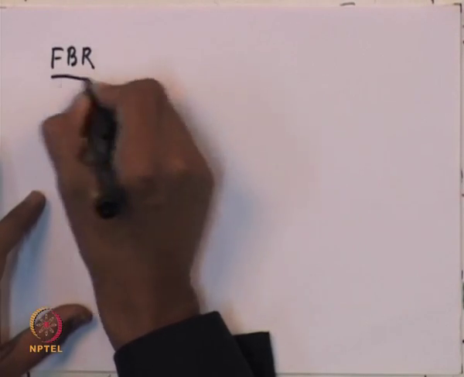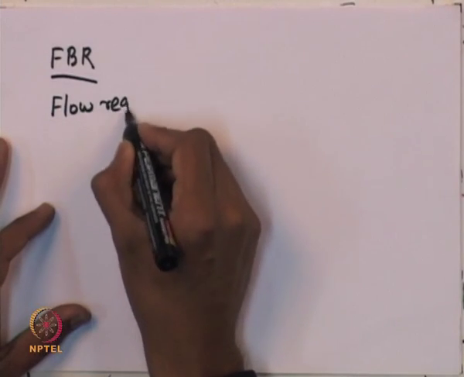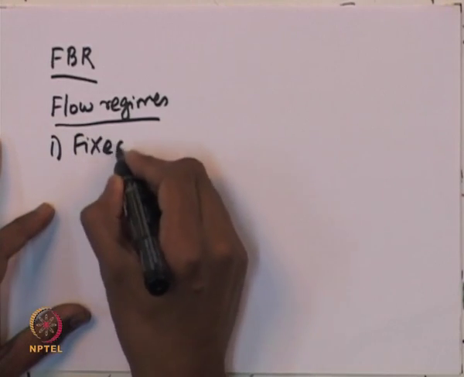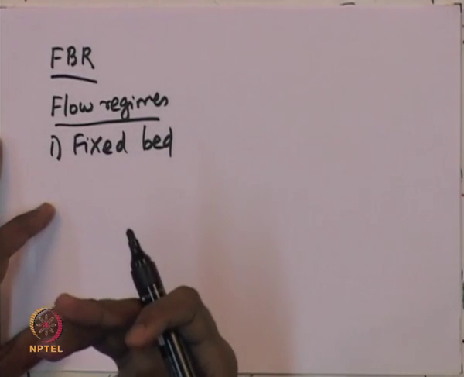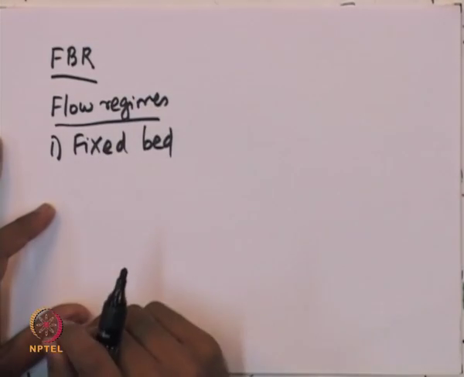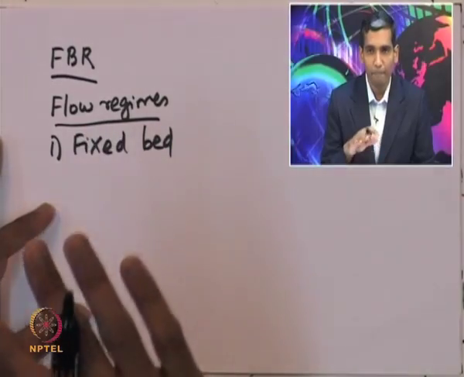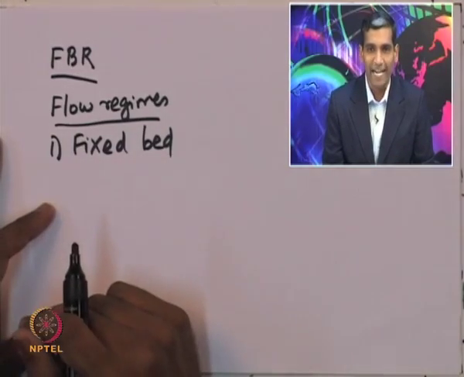And then we looked at different fluidization regimes in the fluidized bed reactor. So if FBR stands for the fluidized bed reactor, we looked at different flow regimes. One is the fixed bed regime. In a fixed bed regime, the fluid velocity is not significant enough to offset the gravitational force exerted by the catalyst particles, and as a result, the particles remain packed at the bottom of the reactor, where they are sitting on a perforated or a porous plate.